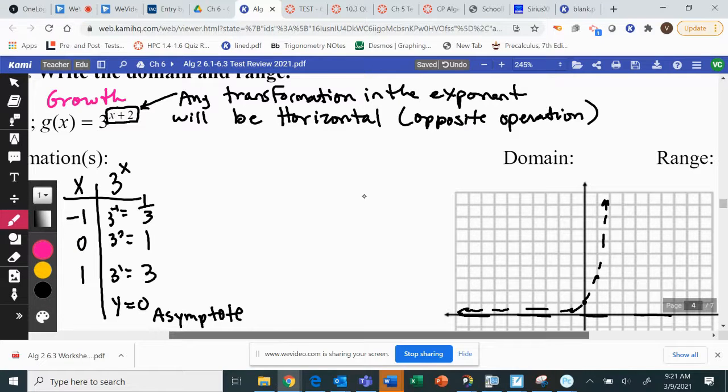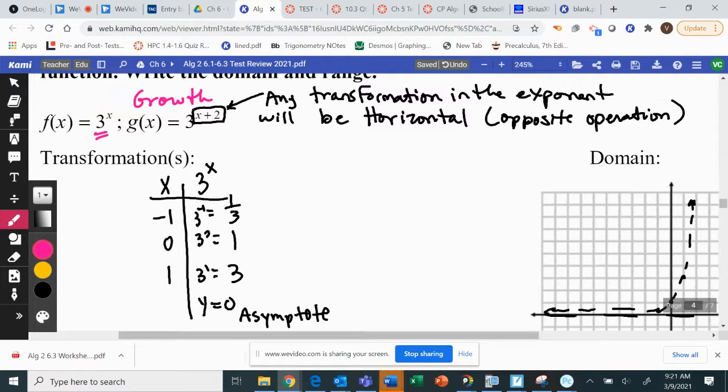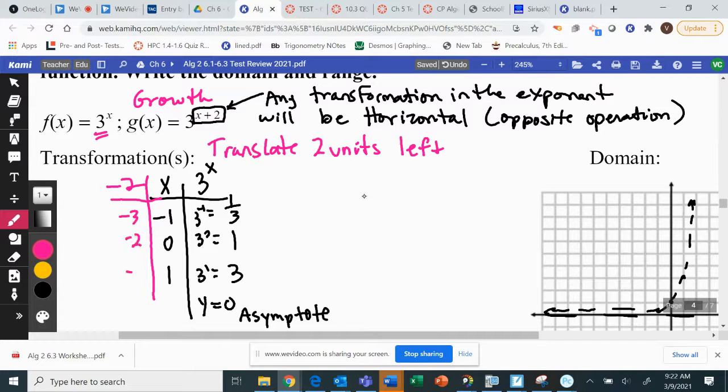So now my transformation has a +2 in the exponent. So that's horizontal. I'm going to translate 2 units. But since it's opposite operation, when I say +2 there, it's going to go left. And because it's horizontal, it goes on the x side of the table. Horizontal goes on the x side. It's opposite of +2. So I'll have -3, -2, -1.